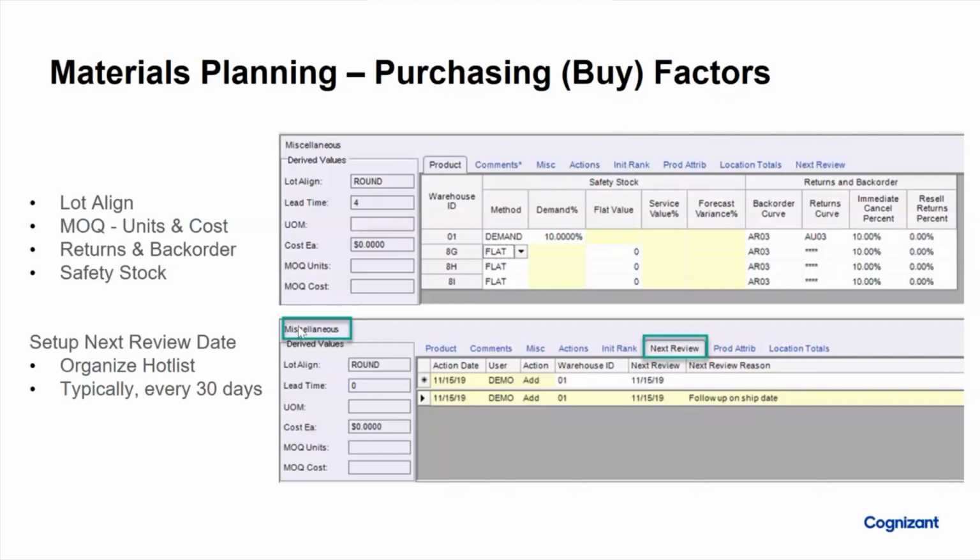Returns and back orders can also be considered here. So you have the ability to create a curve, and that will be considered into the schedule and then fed out into the weekly demand so that you can consider those return rates for the highly returnable items. And then, like I mentioned here, you do have that option of defining the next review date from this screen as well, just to help you with organizing and staying on top of any items that need to be reviewed on a regular basis.